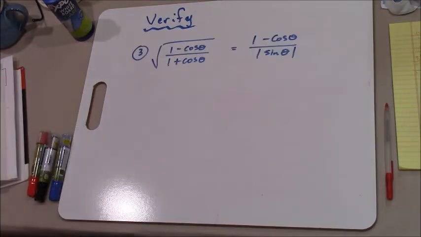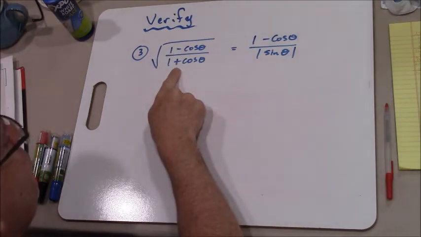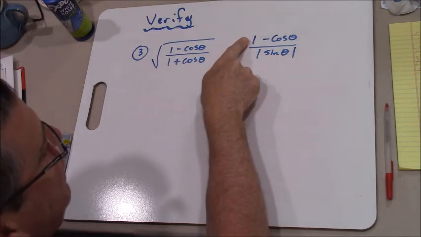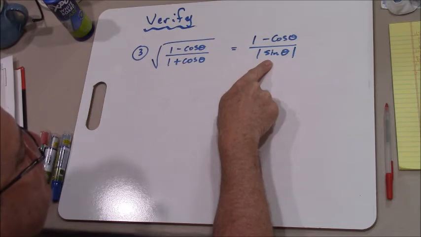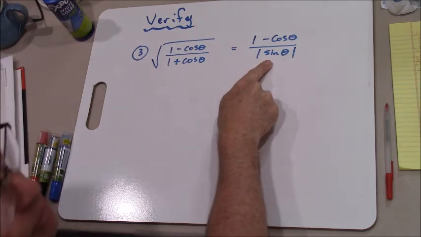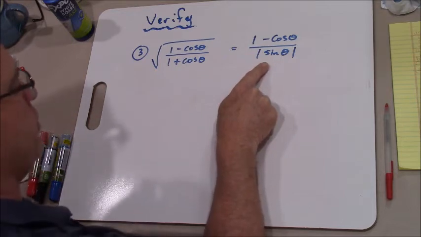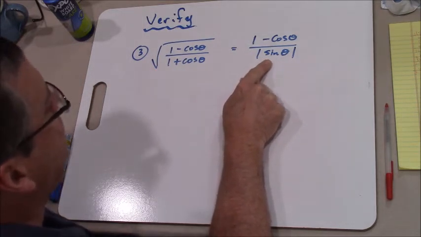All right, so I've got the square root of 1 minus cosine theta over 1 plus cosine theta, and that's equal to 1 minus cosine theta over an absolute value sine theta. Those absolute value signs kind of make people go, oh gosh, this is going to be a hard one. We'll worry about that in a minute here.